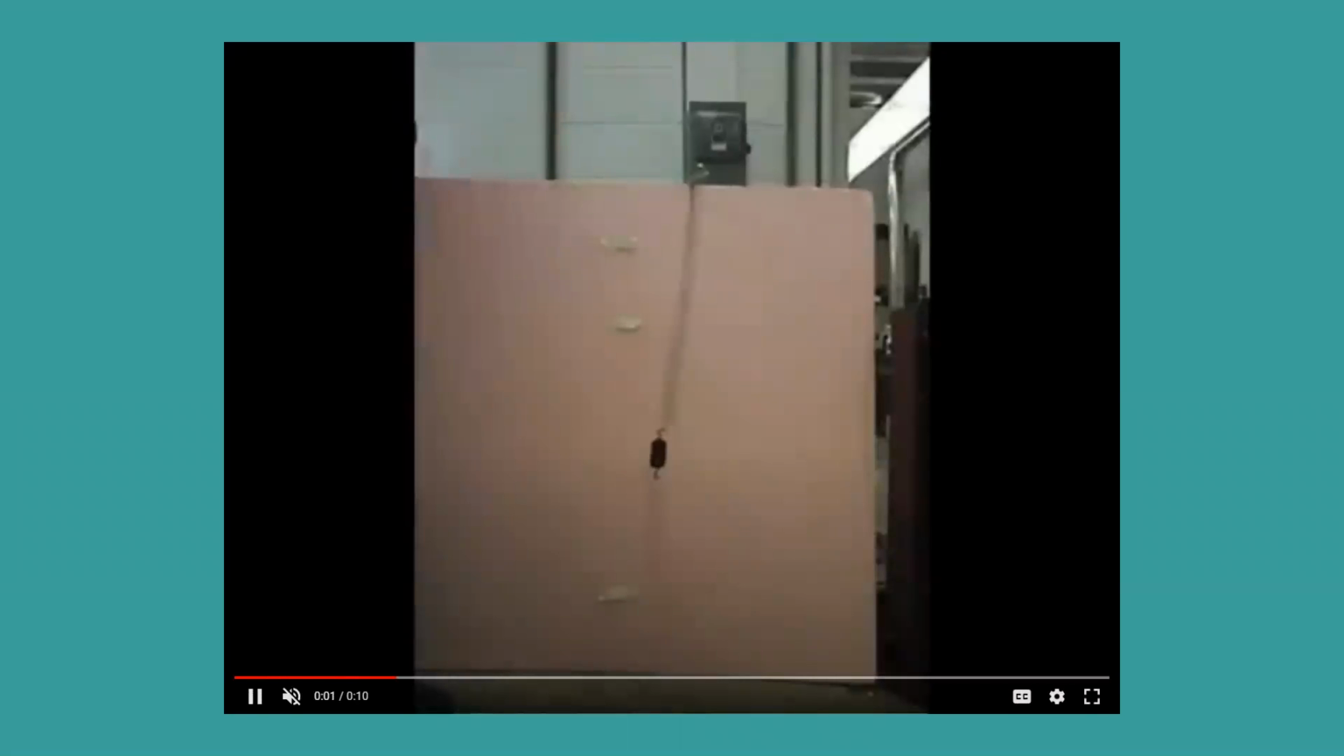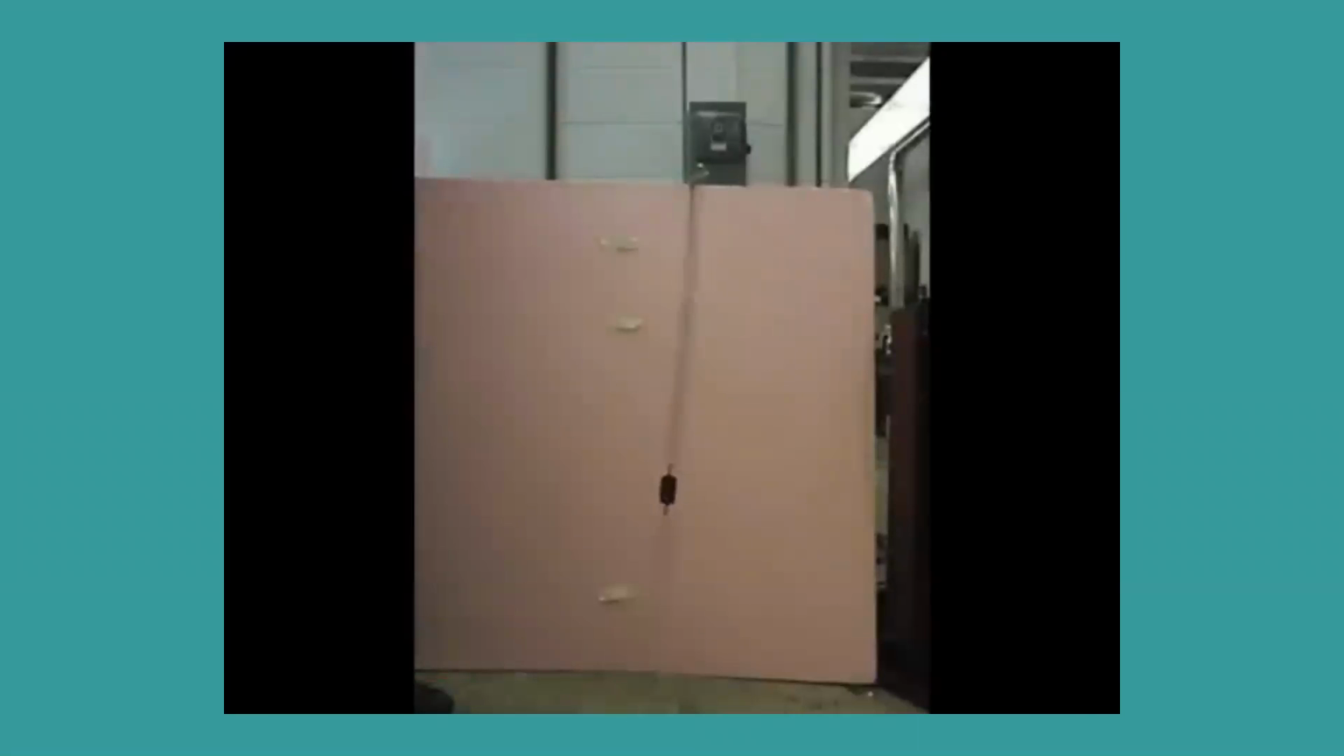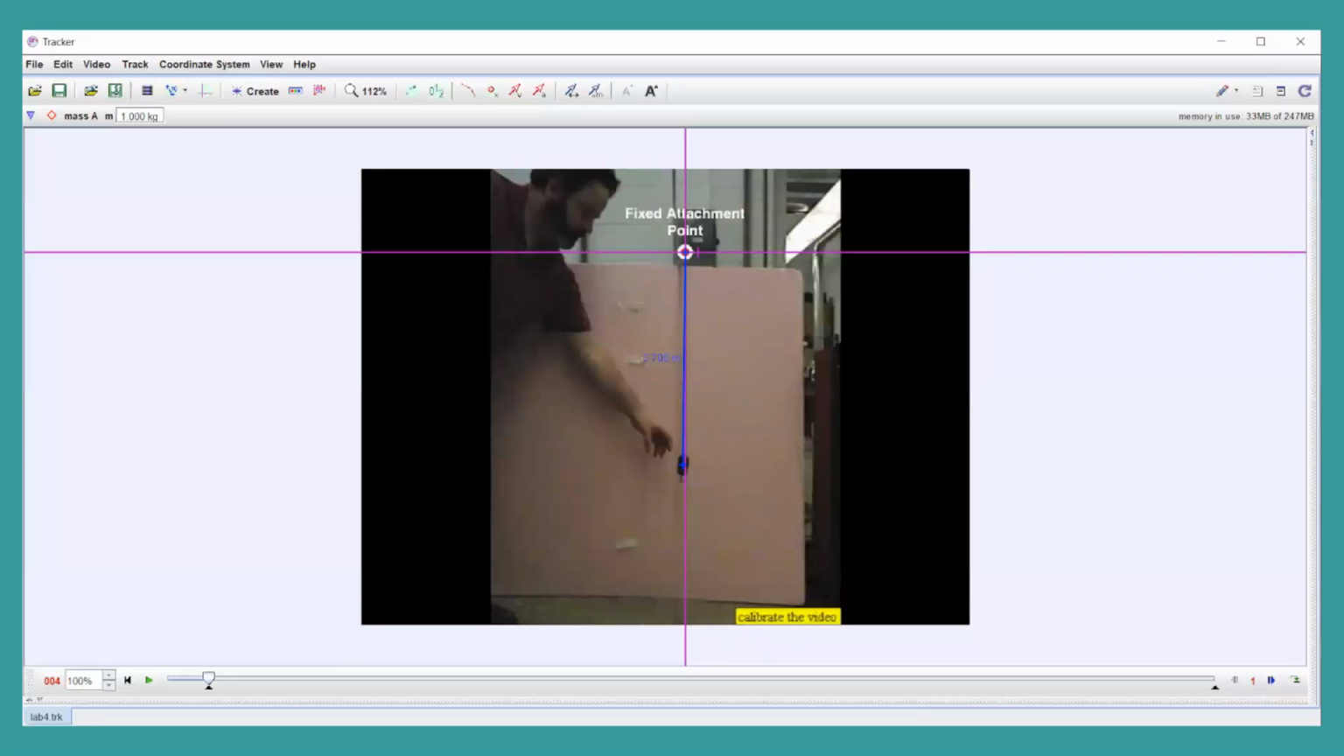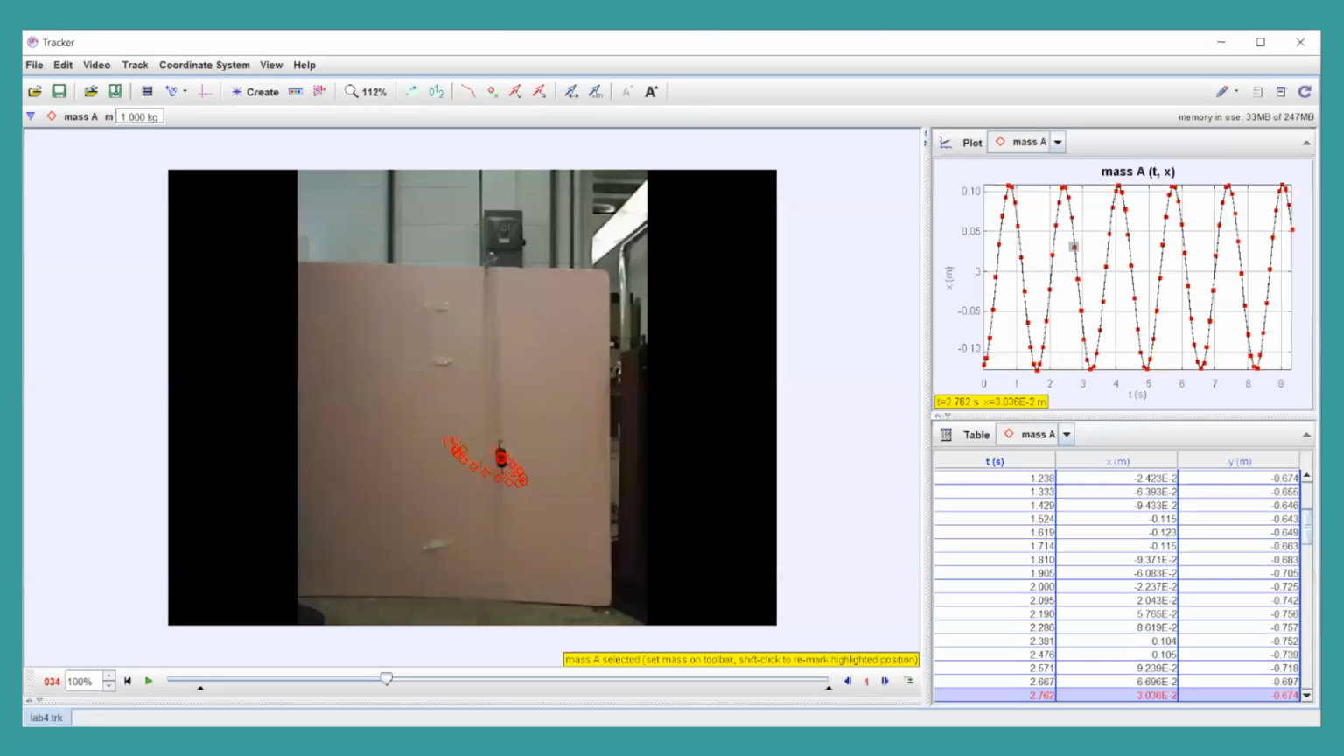This is the motion that we want to observe and analyze. In order to extract the observational data, we use Tracker. As you can see here, we set the origin to be at the fixed attachment point, and we calibrate the length of the spring to be 0.7 meters, which was measured independently. To collect the data, we capture the center of mass of the object at each frame of the video.